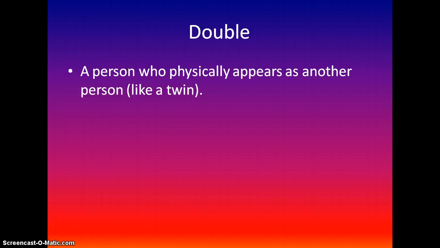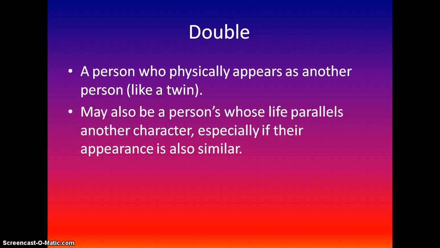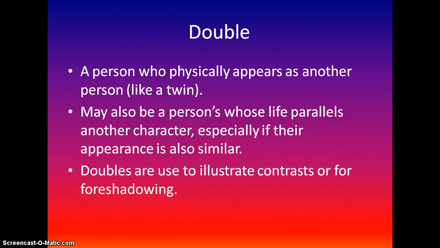A double is a person who physically appears as another person, kind of like a twin. You might also have heard the word doppelganger. They physically look like they are someone else. They may also be a person whose life parallels another character, but it's primarily focused on the appearance. Their appearance is similar in some way, shape, or form. They look like this other person. Doubles are used to illustrate contrasts, or they can be used for foreshadowing.